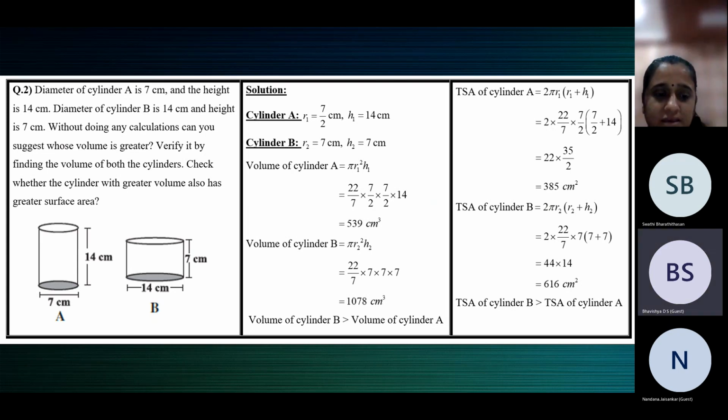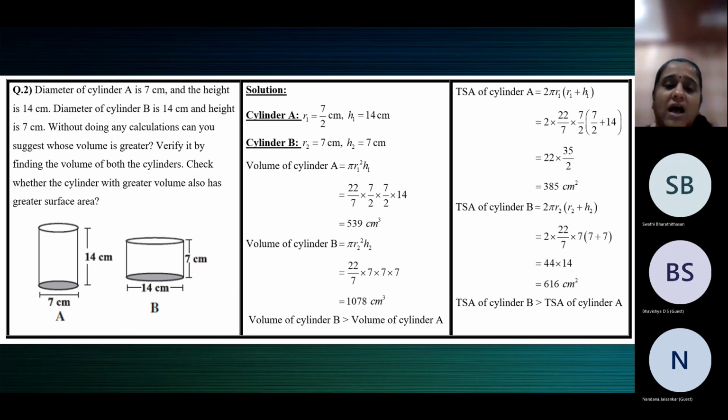For cylinder A, radius R1, height H1. For cylinder B, radius R2, height H2. So how will you modify the formula? The formula will be pi R1 square H1. Just write pi R square H and just put a 1 like this. Pi R1 square H1. Please look at the screen. I'll do it again. Just write pi R square H and put R1 H1. Then again here, write pi R square H and R2 H2. That's all.